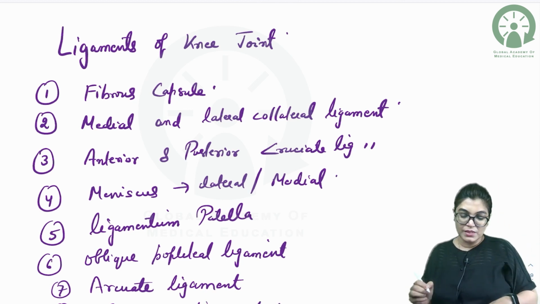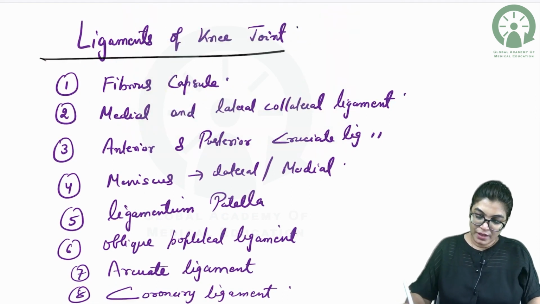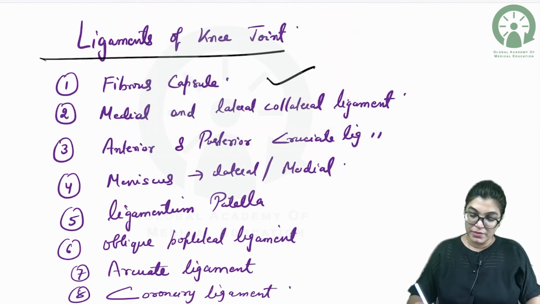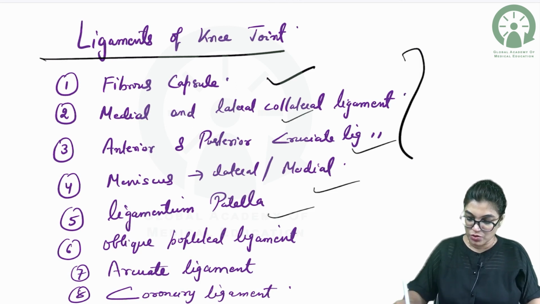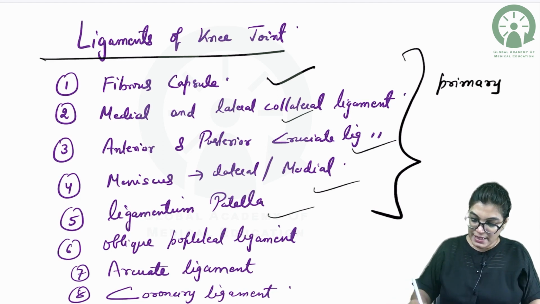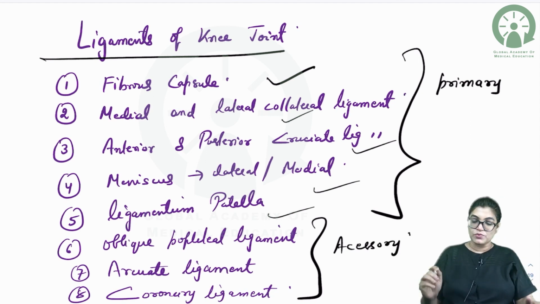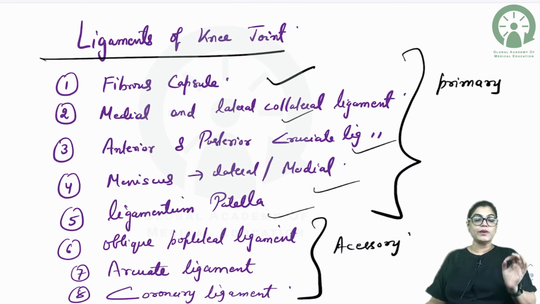So my dear aspirants, if I talk about the ligaments, the primary support is given by fibrous capsule, medial and lateral collateral ligaments, cruciate ligaments, meniscus, and ligamentum patellae. So these are the primary ligaments of the knee joint. Accessory ligaments, which give secondary support, are the oblique popliteal ligament, arcuate ligament and coronary ligament.